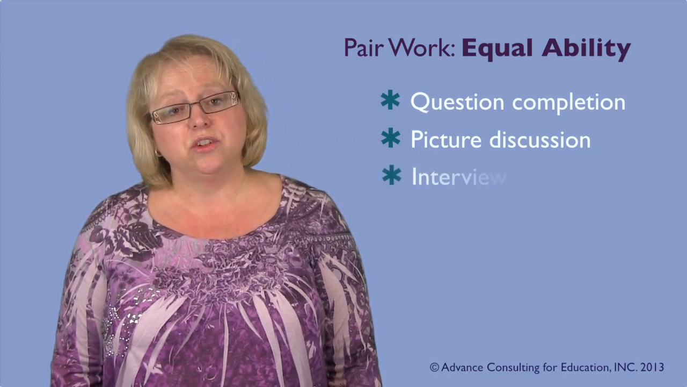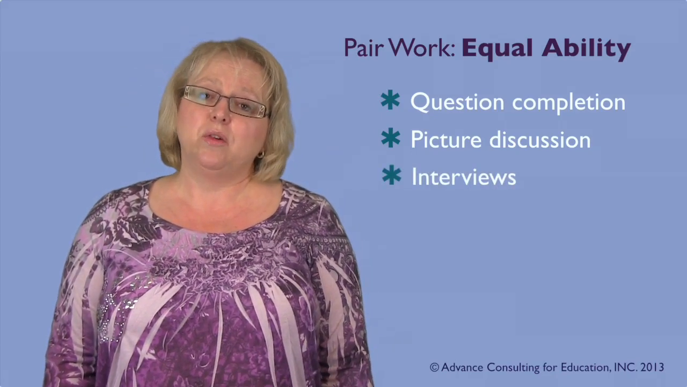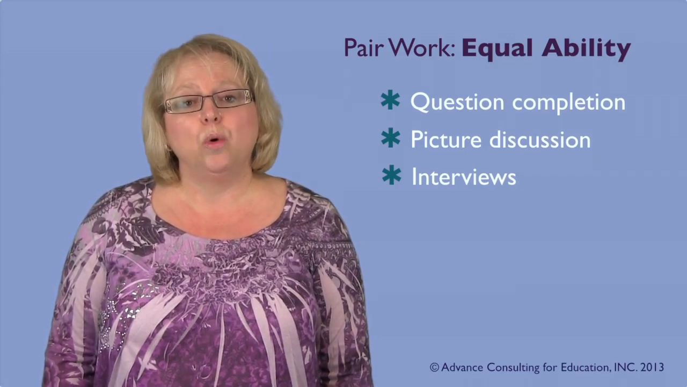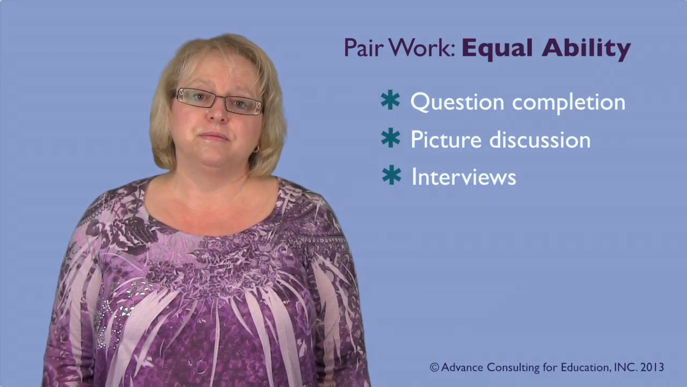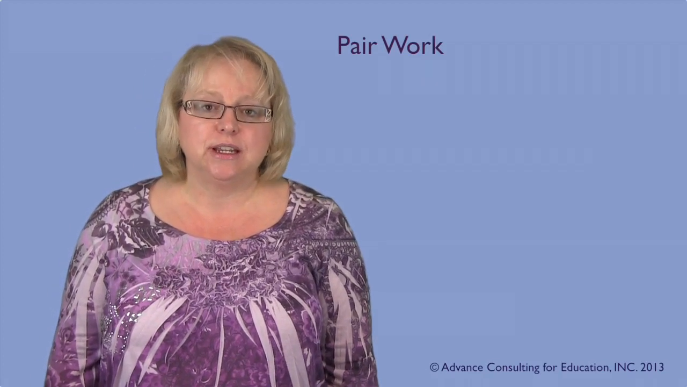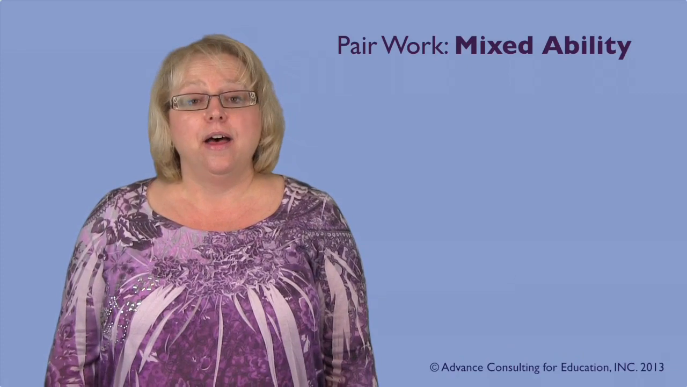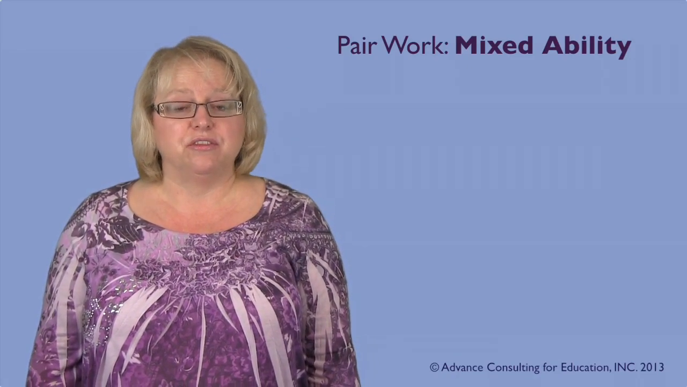Another activity would be interviews. The lower level students would have the questions written out and there would be more WH type questions, where 2 higher level students would have to have expanded type questions in order to draw out more detail. In staying with pair work, we can also place 2 students together with mixed ability, or sometimes we call this cross ability. That means that the competency levels experienced by both students are different.